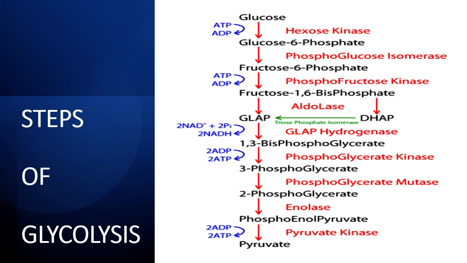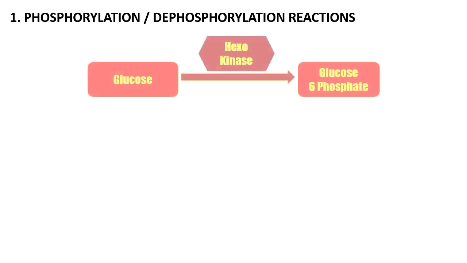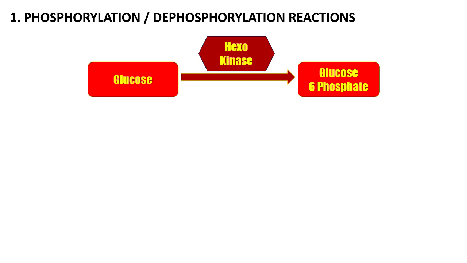Out of the 10 steps of glycolysis, 4 steps involve phosphorylation and dephosphorylation reactions. Such reactions have the enzyme kinase involved. Let's cover these reactions first. Glucose is converted to glucose 6-phosphate by the enzyme hexokinase. Hexo means 6, which can be related to the glucose molecule.